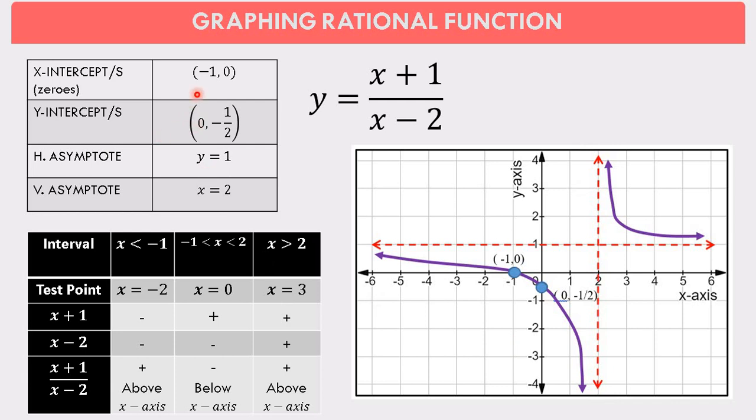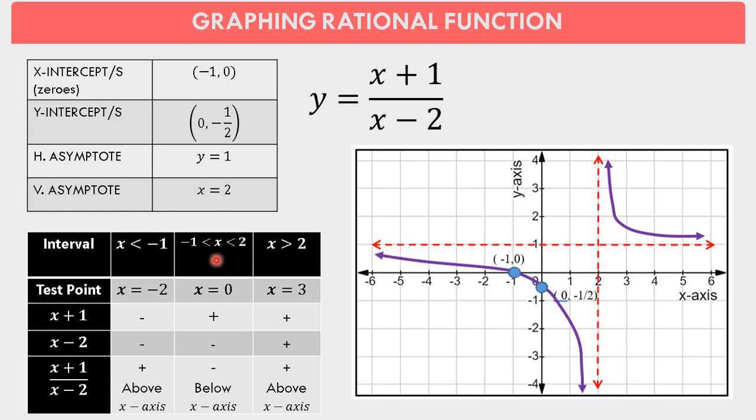And the intercepts. So the x-intercept is negative 1, 0. And 0, negative 1 half. Okay? So the first region is x is less than negative 1, so negative 1 to negative infinity. So the graph must be above the x-axis. So we can see that the graph is above the x-axis.